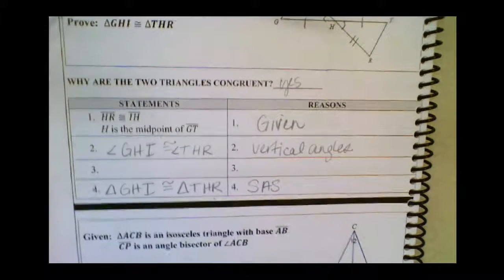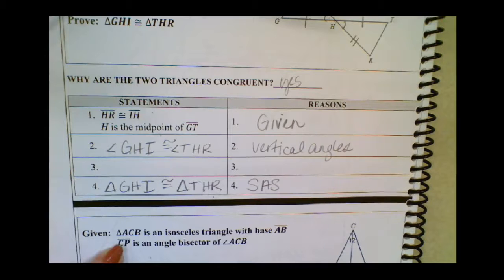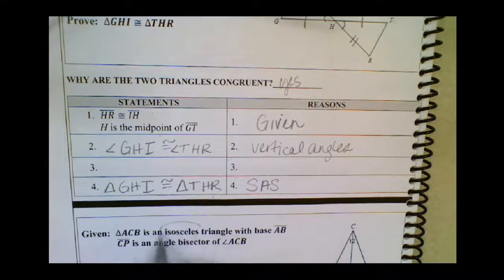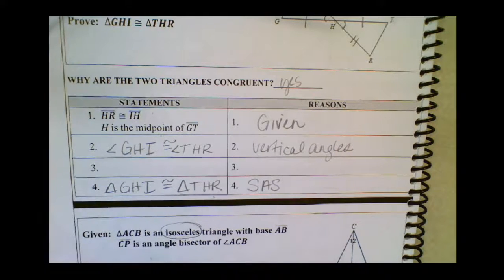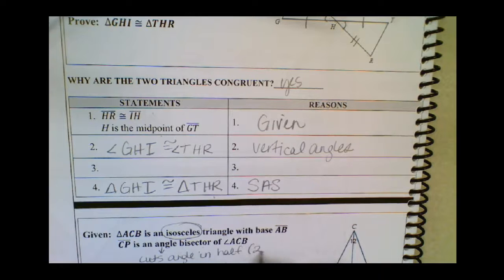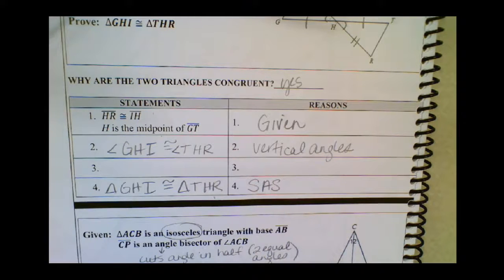Okay, let's go down to the next one. So given that ACB is an isosceles triangle, so that's going to be an important word for us, with base of AB, and CP is an angle bisector. So bisector, that's not really a term that you've necessarily heard yet. Bi means two, right? So that means that it cuts the angle in half. Again, which means that there are two equal angles.